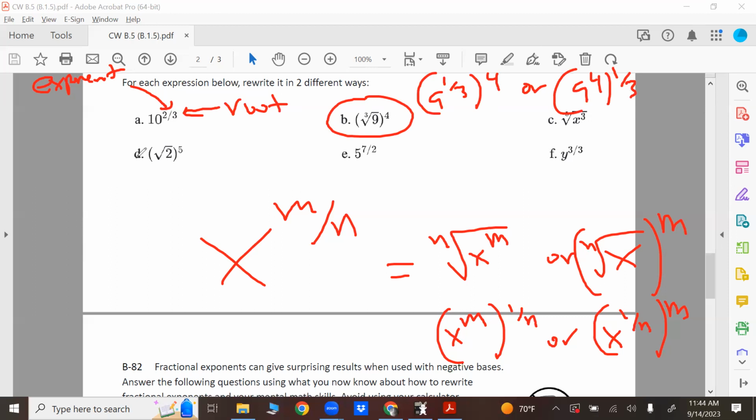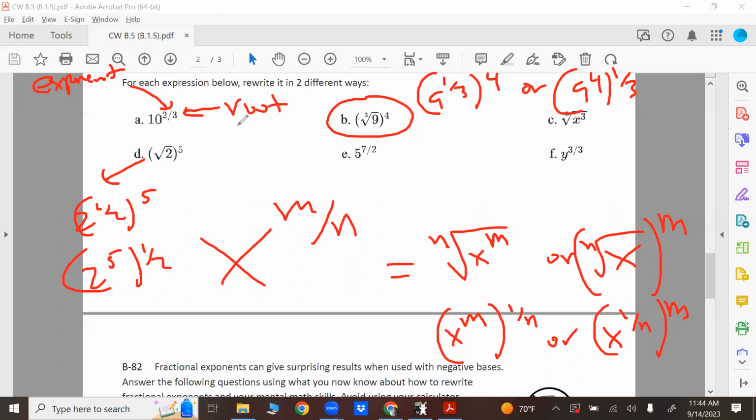Okay. Let's look at d. Square root is 1/2. 2 to the 1/2 raised to the 5th, or you do 2 to the 5th first. Do not put the 5 there. The 5 has to be the numerator. The root has to be the denominator. The root is the denominator, the exponent is the numerator. Like here, 5, 6, 7 halves.